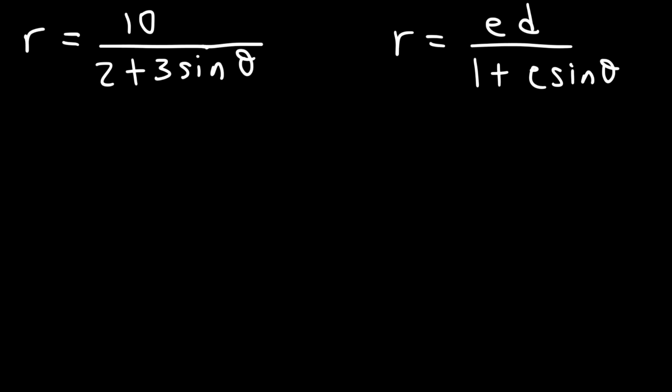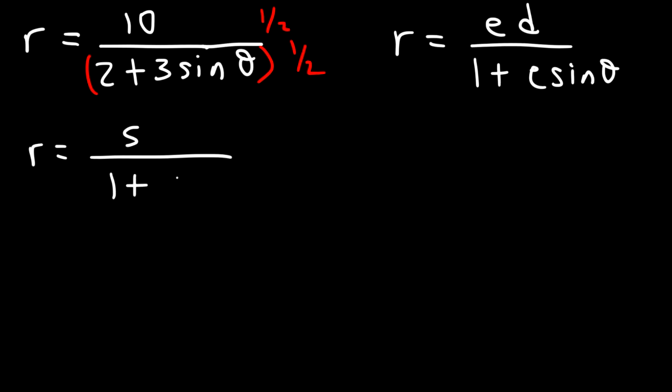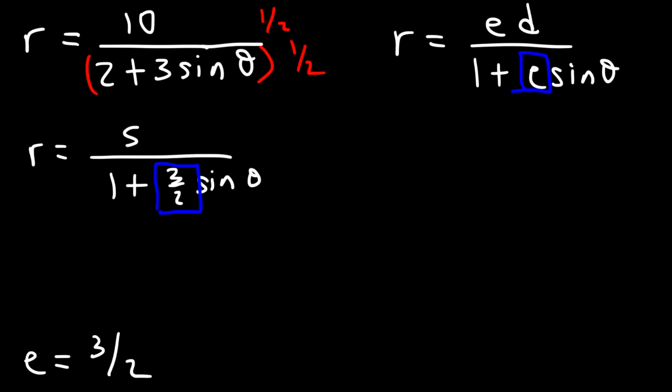So first, let's turn the 2 into a 1. And so let's multiply the top and the bottom by a half. Half of 10 is 5, half of 2 is 1, and then we're going to have plus 3 over 2 sine theta. So therefore, we can see that e is equal to 3 over 2. So what type of conic section do we have if e is greater than 1? If e is greater than 1, then we have a hyperbola.